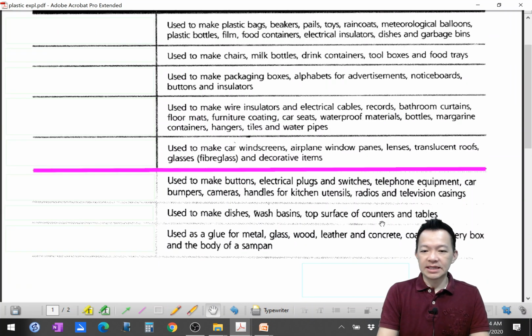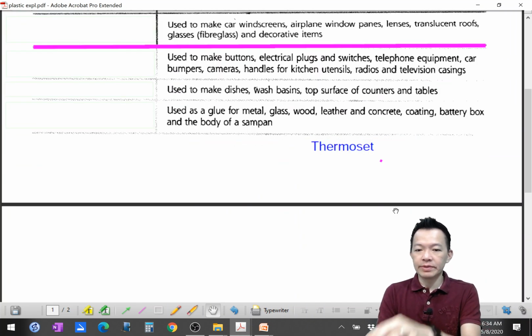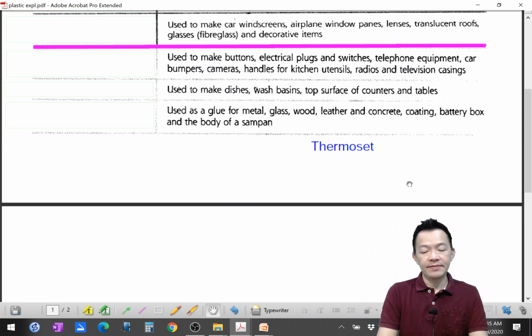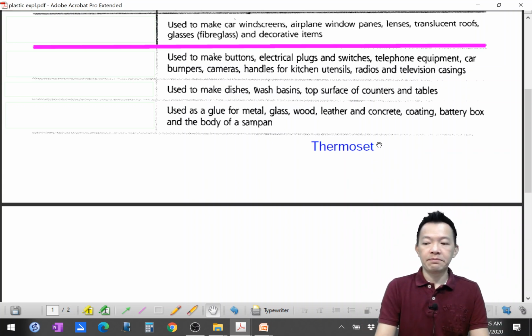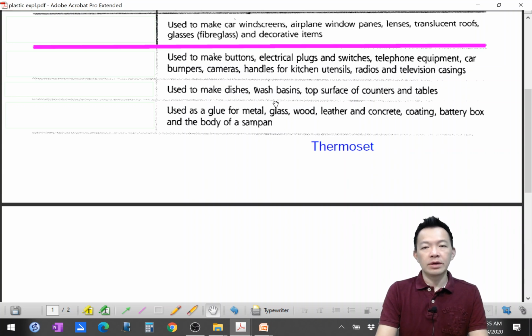Next, beside the thermoplastic, another group of plastic will be called thermoset. 另外一 group 呢就叫 thermoset. What's meant by thermoset? They are the plastics that can withstand high temperature. You heat them, they don't melt. Maybe they melt a bit, but normally they're not going to melt. 它不会溶掉的. This type of plastic cannot be recycled. 它不能被 recycle.